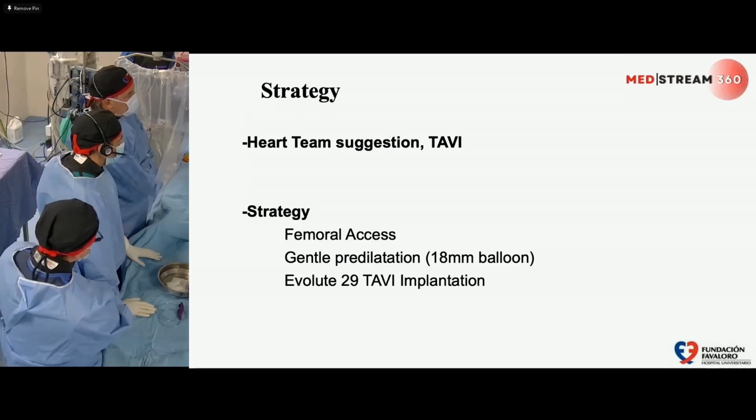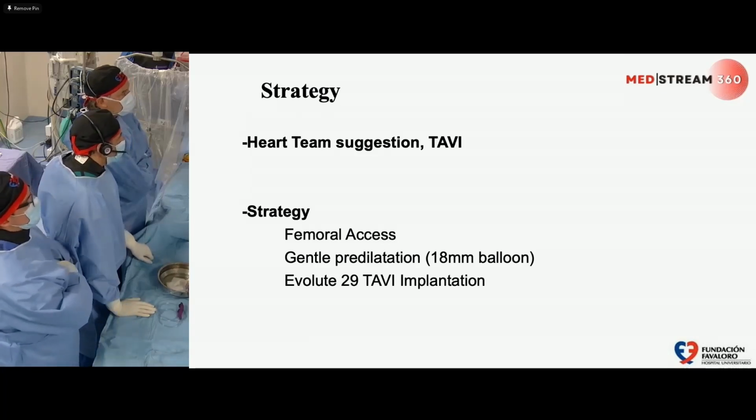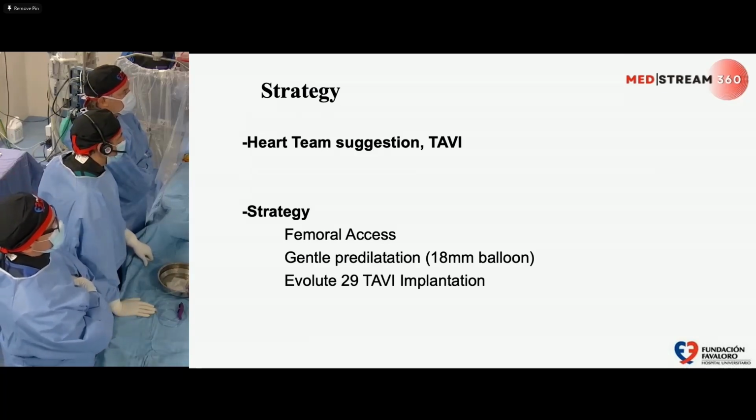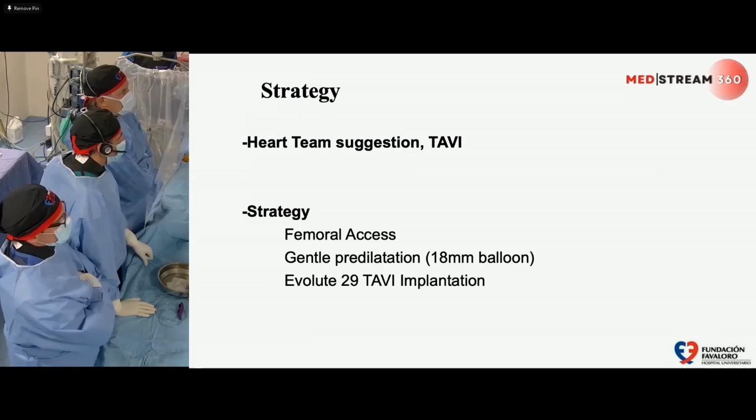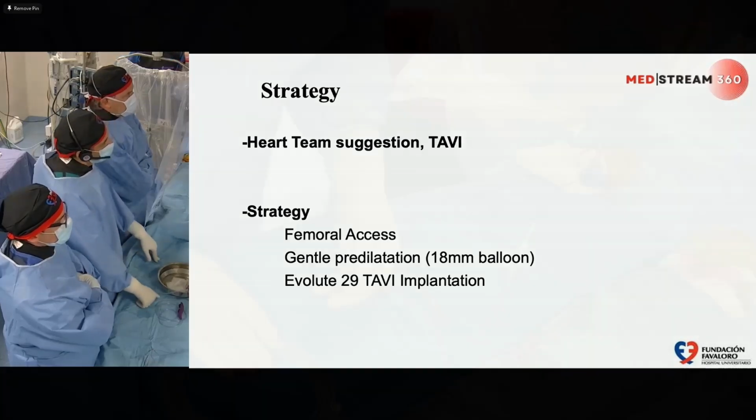Once again, we have decided to go by femoral access. We will do a gentle pre-dilatation with only an 18mm balloon. Remember that we have some calcium at the LVOT, which is not that big. And we have planned to implant an Evolut 29 TAVI after this pre-dilatation.